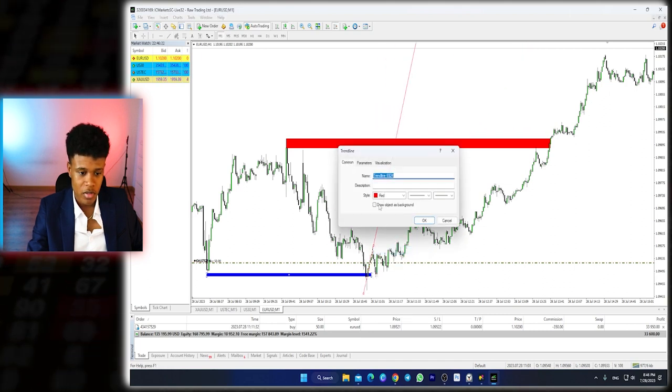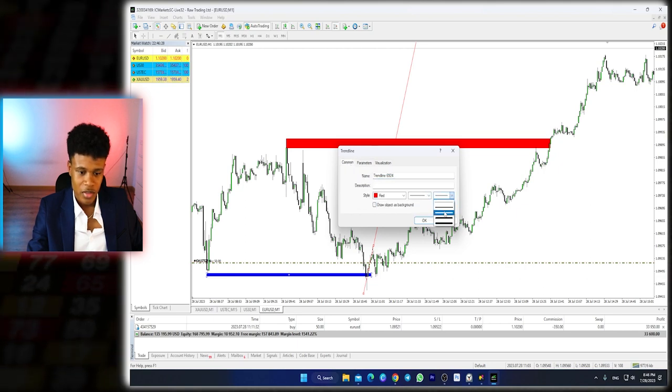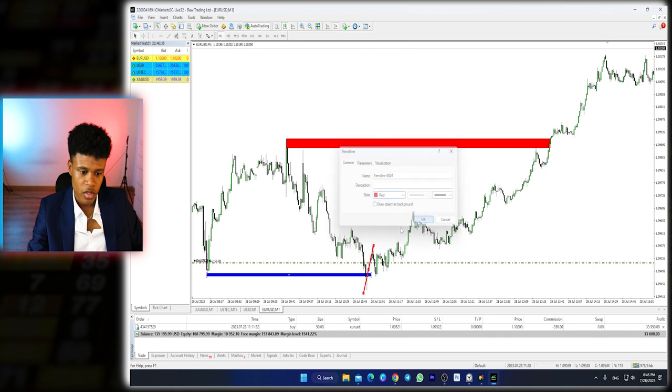Wait, what's this? I remember this. I need to deactivate the ray and make this a little bit more bold. And also, wait, I shouldn't be able to change this, whatever, doesn't matter.